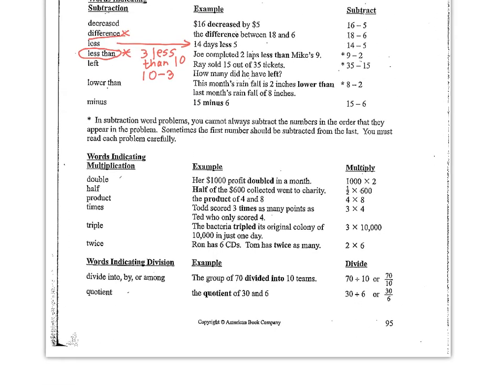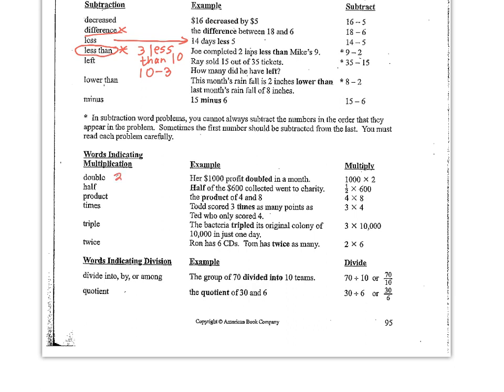Okay, words that mean multiply. Double means times 2. Half means half times something. Product is the big one. Times, triple means 3 times. Twice means 2 times. And then also the word of means to multiply. You got to remember of. You're going to hear me say that a lot this year. Words that mean division: divided into, divided among, divided by. Quotient is the big one. And then also remember the word per means to divide. If you go babysitting and you make $40 in 2 hours, your unit rate is $20 per hour.